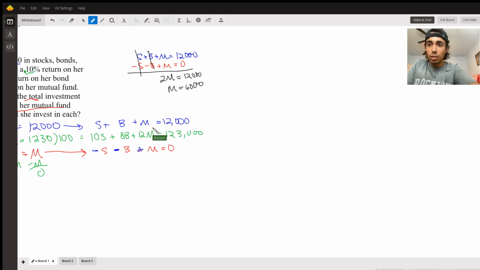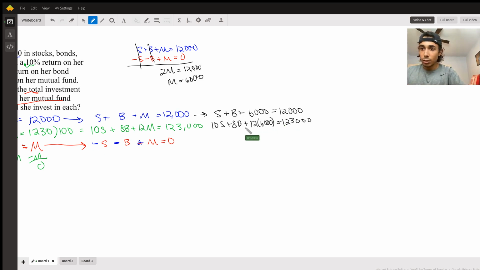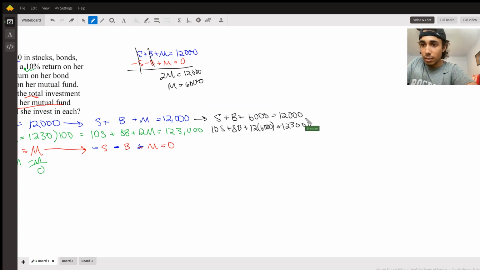I'm going to do it in the blue and the green. So let's plug in our 6,000 for m. I've got s plus b plus 6,000 equals 12,000. And then I've got 10s plus 8b plus 12m, so 12m equals 123,000. Wait, not 12,000, 123,000. There we go. Let's do our rearranging. On that top equation, you're going to want to subtract 6,000 from both sides. So that gives us 6.